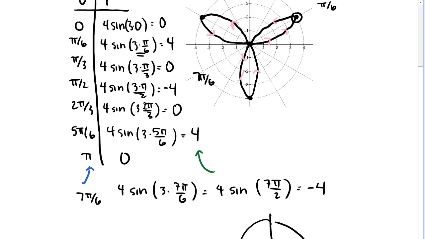Okay, but anyways, this graph just repeats itself as we go all the way to 2 pi, and then it just continues to repeat itself even after that. But this is the graph of our curve.